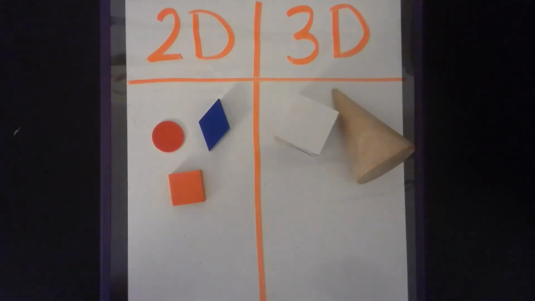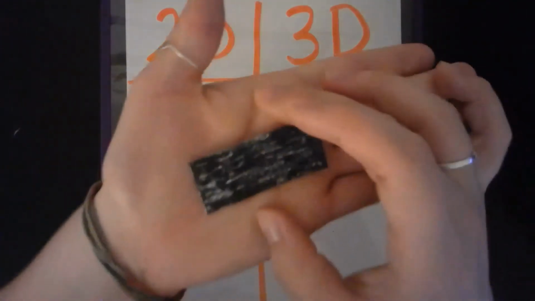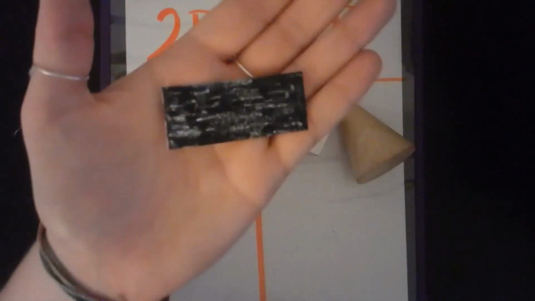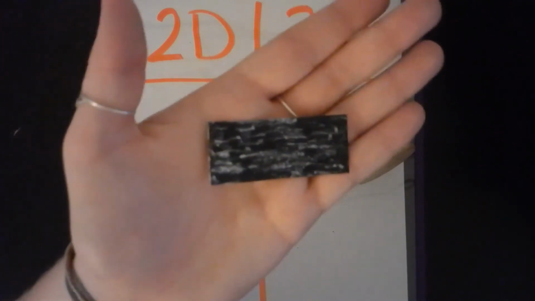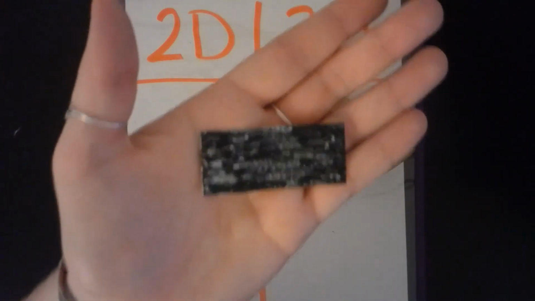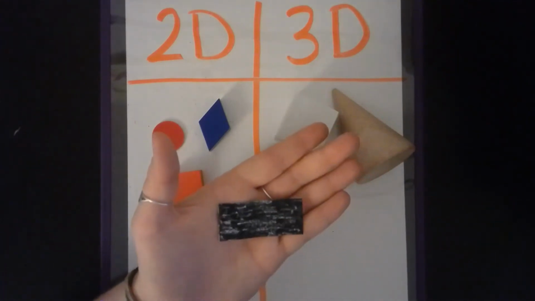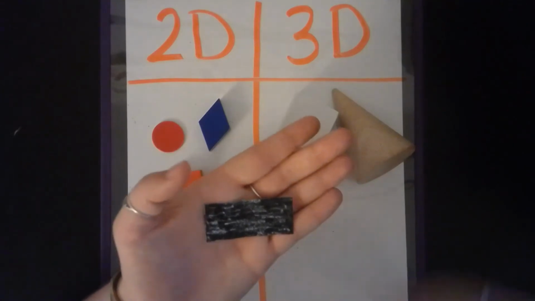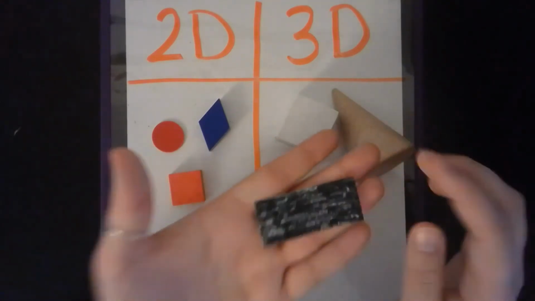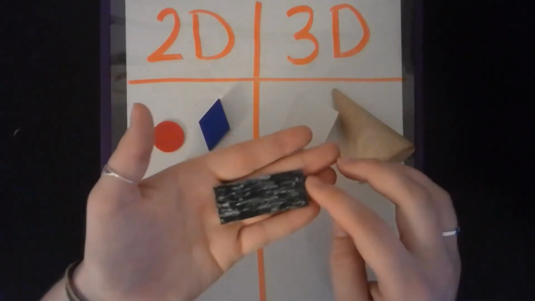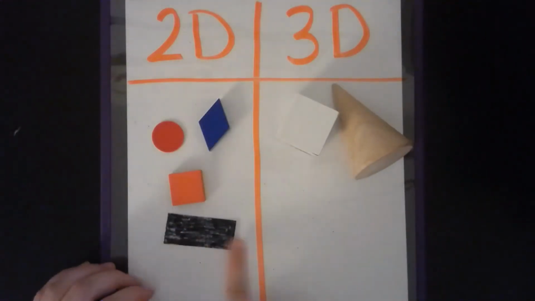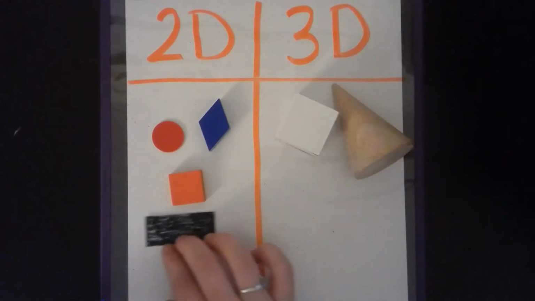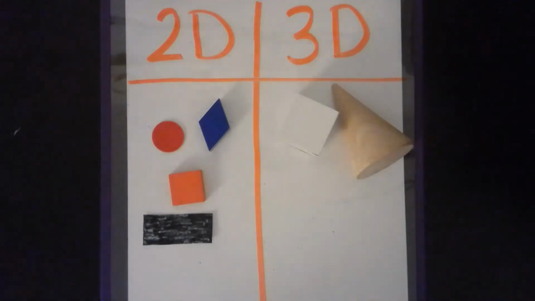Okay, our next shape is this. What's this shape? A rectangle. This is a rectangle. Is a rectangle 2D or 3D? 2D. A rectangle is 2D. Look, it doesn't even pop up off of my hand. It only goes side to side and top to bottom. I can't see the back of it from here. So a rectangle is two-dimensional.